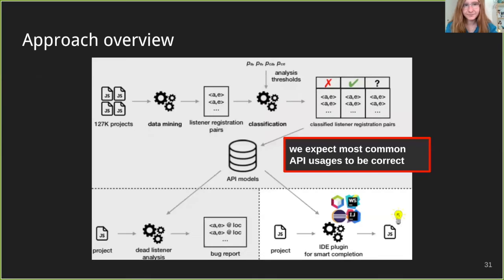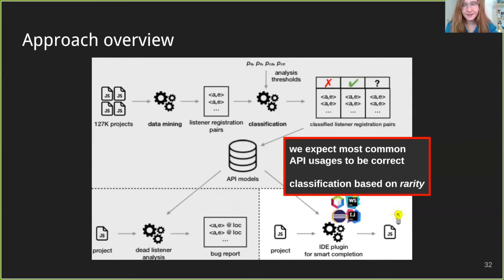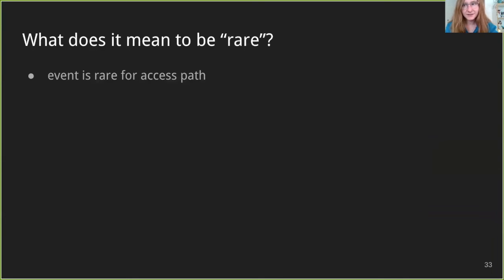Our classification stage is where we see the statistical analysis come in. This is based on the assumption that we expect most common API usages to be correct. The classification is based on rarity, so we have to quantify this idea of rarity. We're saying a listener registration is rare if the event is rare for an access path and the access path is rare for the event. So basically, they're both rare for each other.